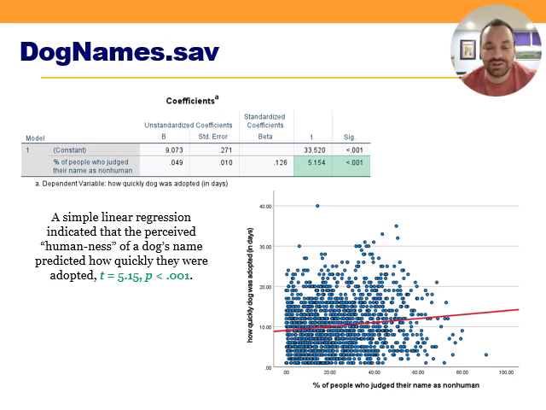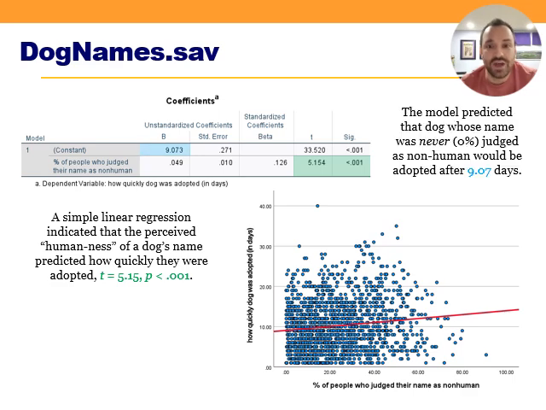Here is a scatter plot, as you probably already figured out, of every dog in this study. Pretty weak relationship here, right? As you can tell from how spread out all of these dots are. There was a lot of variability in terms of how long it took these dogs to get adopted. But there was nonetheless an overall, even though it was weak, an overall significant positive relationship between these two things.